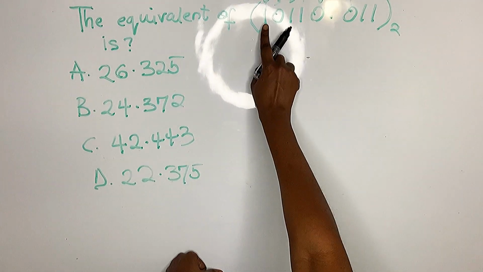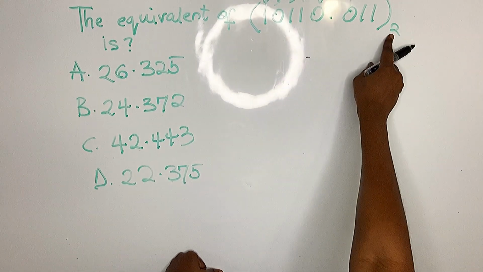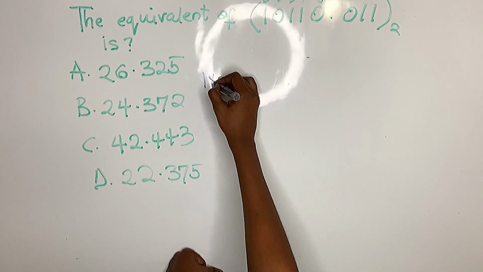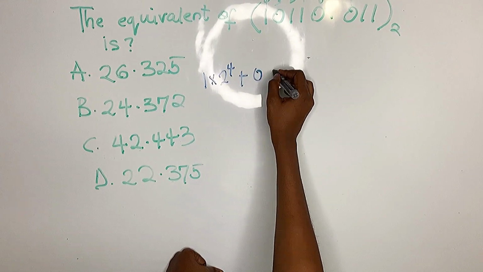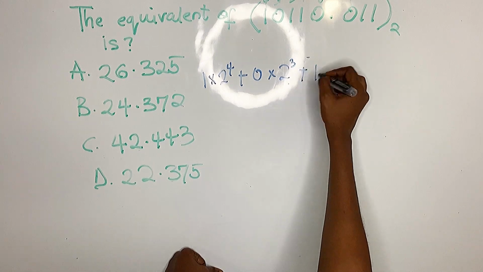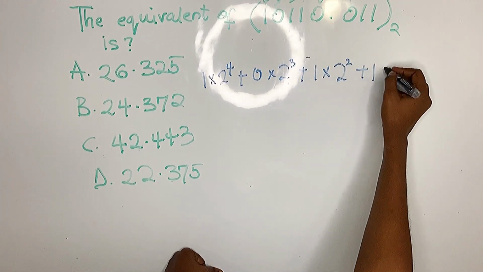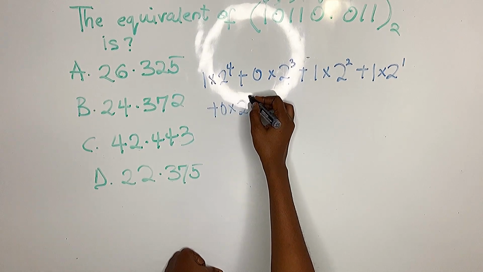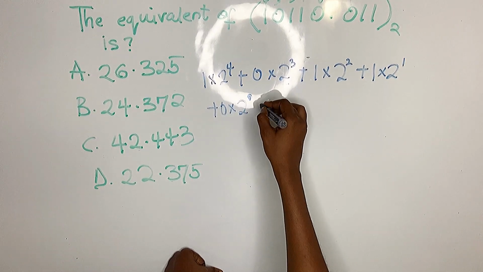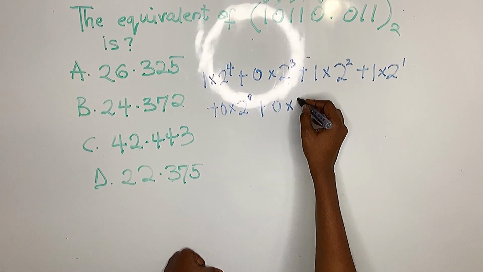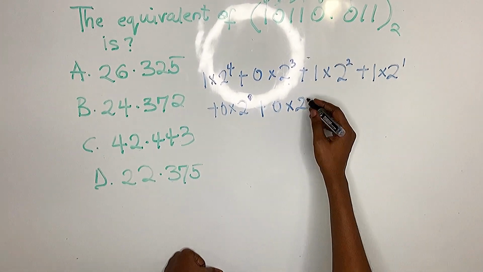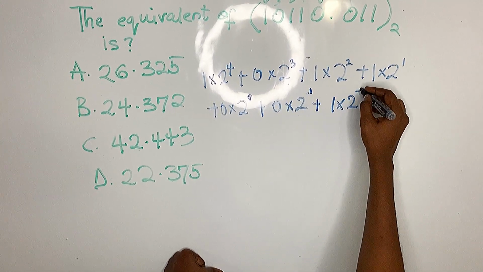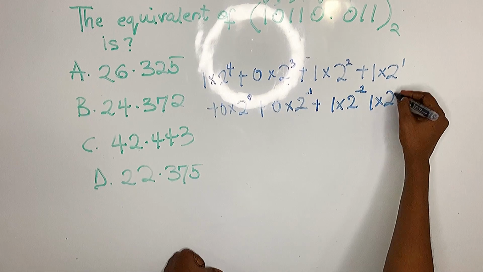So we have 1 multiplied by our base, which is 2 to the power of 4. Let me write out what the expansion will be: 1 times 2 to the power of 4, plus 0 times 2 to the power of 3, plus 1 times 2 to the power of 2, plus 1 times 2 to the power of 1, plus 0 times 2 to the power of 0, plus 0 times 2 to the power of minus 1, plus 1 times 2 to the power of minus 2, and 1 times 2 to the power of minus 3.